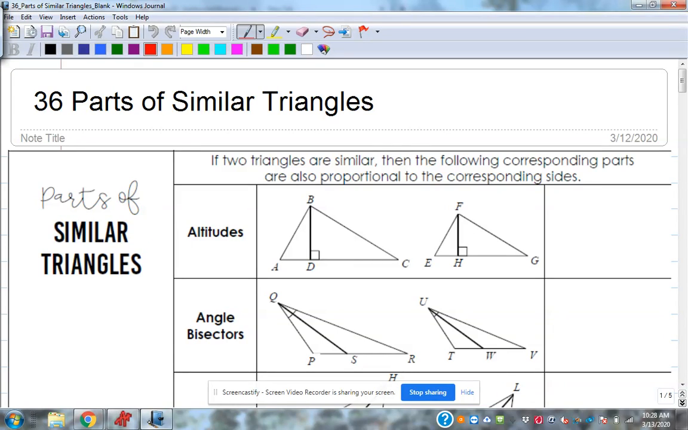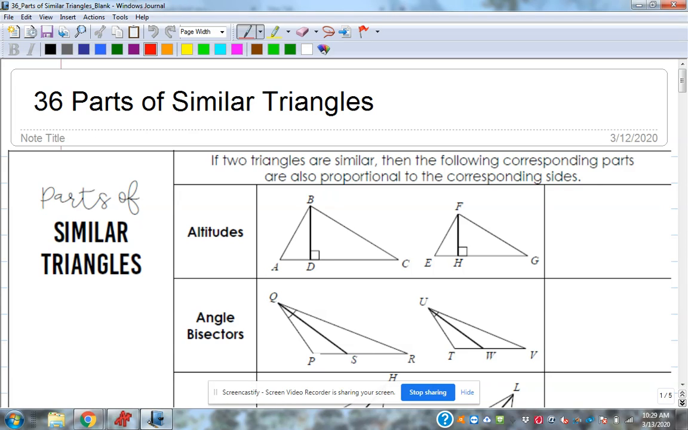All right, let's talk about parts of similar triangles. So first thing is altitudes. You see in these pictures, these are altitudes of triangles. An altitude is a measure from a vertex to the opposite side that is perpendicular to the opposite side. That's what it means to be an altitude. So it's just going from one corner to the opposite side and getting a 90-degree angle there.